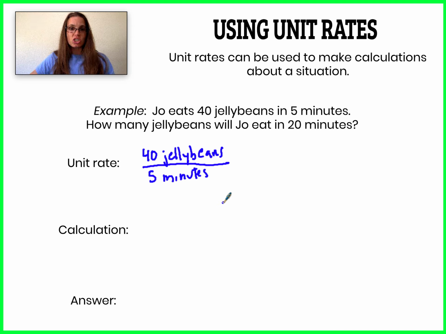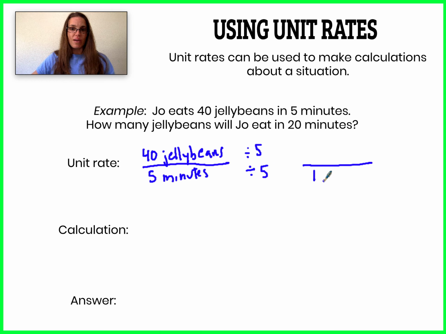Before we answer the question, we need to write an equivalent unit rate for this rate of 40 jelly beans every 5 minutes. A unit rate needs to have a denominator of 1. To calculate the unit rate, in other words, to have a rate with a denominator of 1, I need to divide both the numerator and the denominator by that value in the denominator, 5. So I'm dividing both the numerator and the denominator by 5.